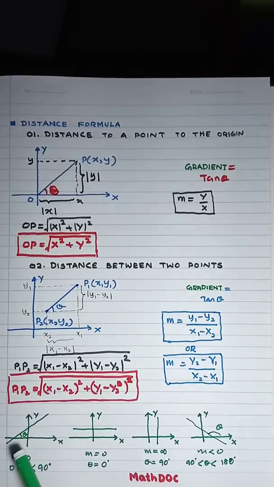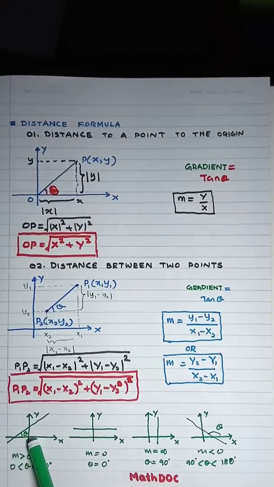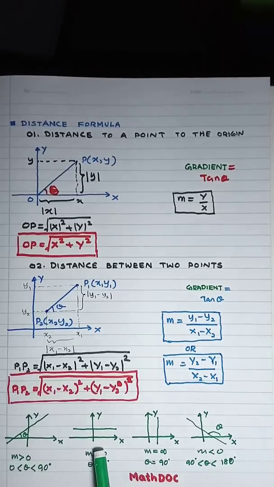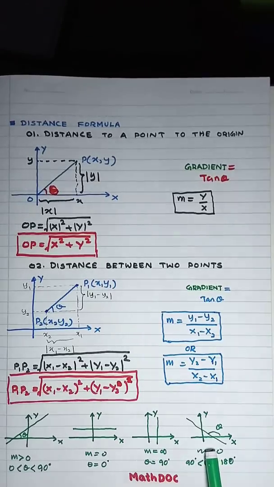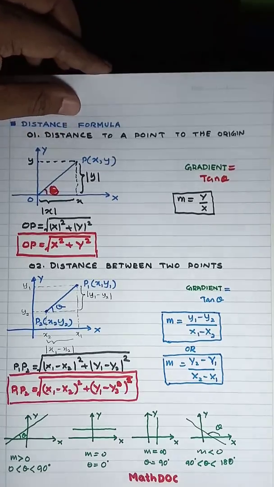Then remember, when the gradient is positive, the line makes an acute angle with the positive direction of the x-axis. When the gradient is 0, it is parallel to the x-axis. When the gradient is infinity, it is parallel to the y-axis. And when the gradient is negative, it makes an obtuse angle with the positive direction of the x-axis. Those are the theorems with the distance formula. Let's move further.